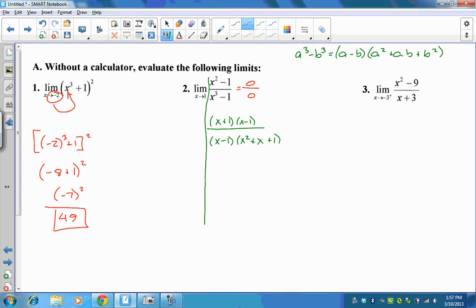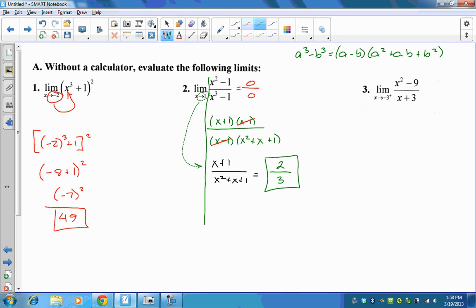Then we can cancel the x minus 1, leaving me with only x plus 1 over x squared plus x plus 1. Now I can plug in 1 again. Plugging it in, you'll get 1 plus 1, which is 2, over 1 squared plus 1 plus 1, which is 3. And there's your answer to number 2.